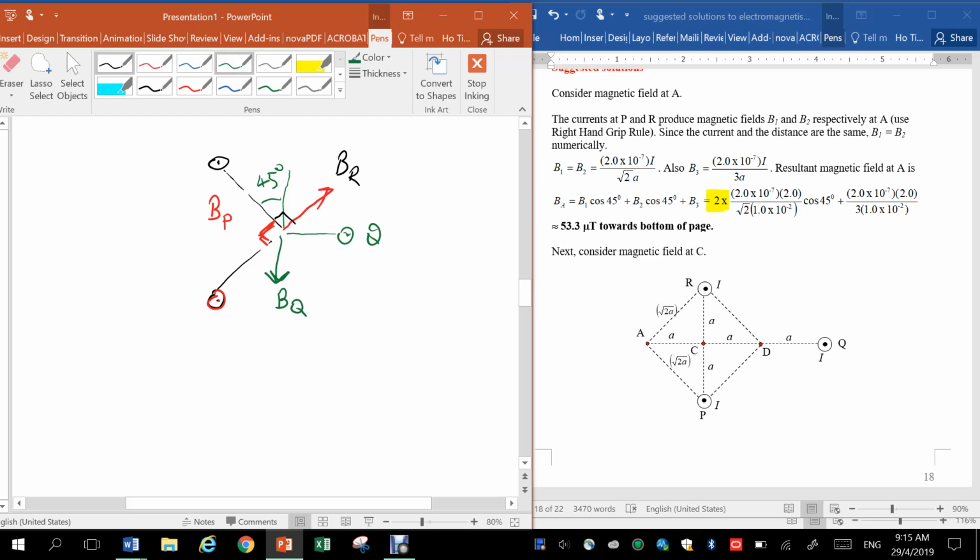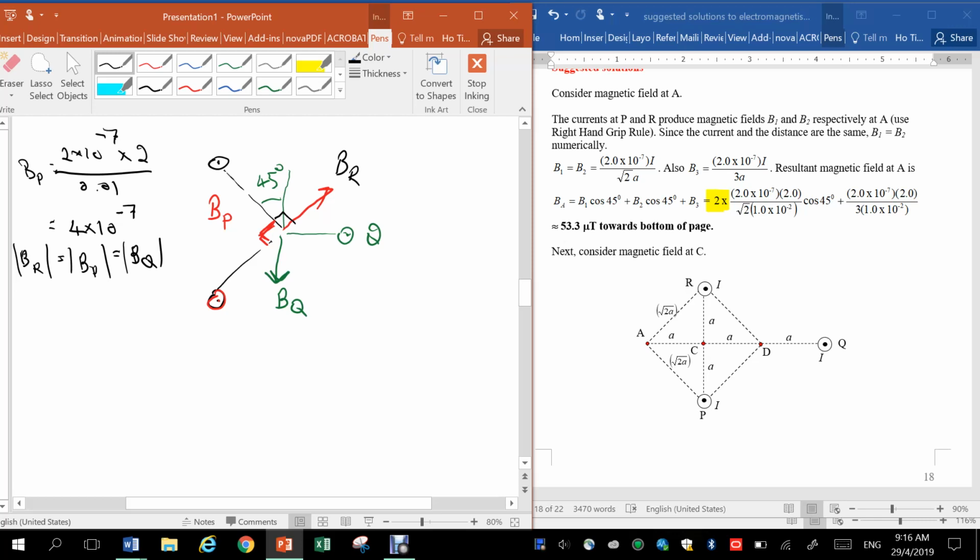Right, so let's calculate it then. BP equals 2 times 10 to the power minus 7 as given by the question. The current is 2. Distance is A, so that's 0.01. Right? So this gives me 4 times 10 to the power minus 7. And the magnitude of BR is the same. Right? BR magnitude equals BP. And it's also the same as BQ. All of them have the same magnitude of 4 times 10 to the power minus 7. Of course, if you give it as 4.0.